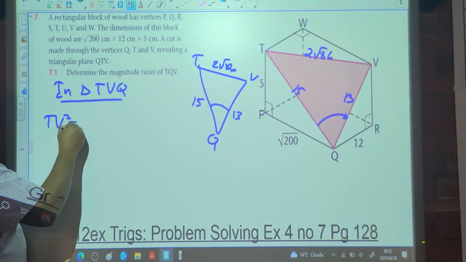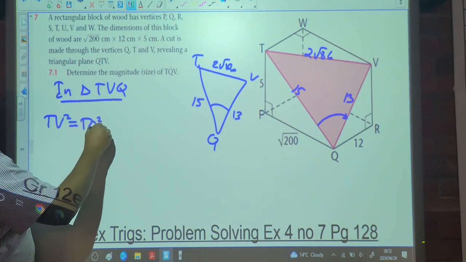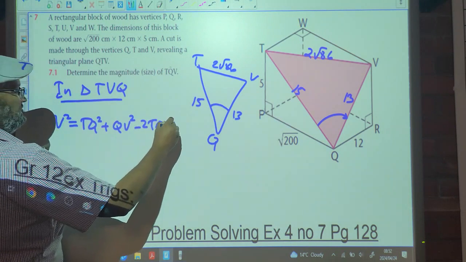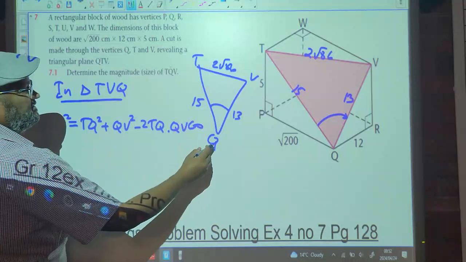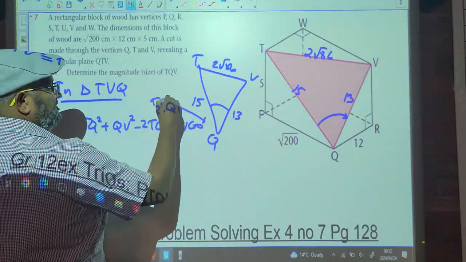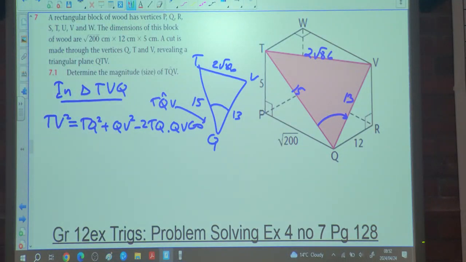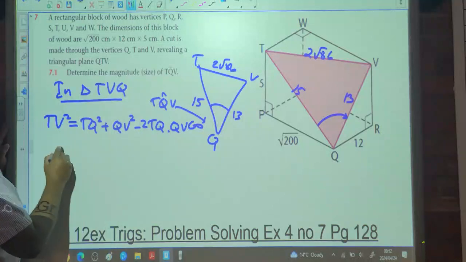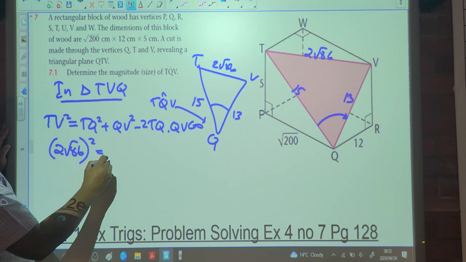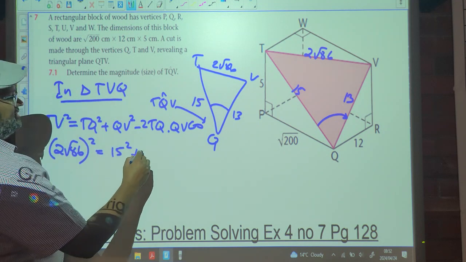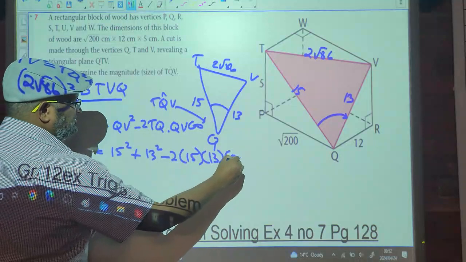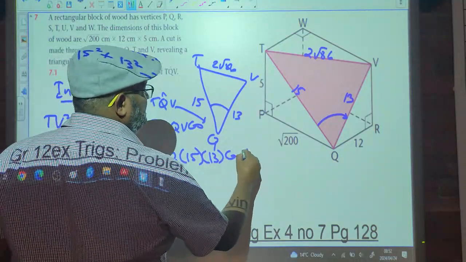So it's TV squared is equal to TQ squared plus QV squared minus 2 TQ times QV cos of angle TQV. Okay. So TV is what? 2 root 86 squared equals TQ 15 squared plus QV 13 squared minus 2 times 15 times 13 cos of TQV.